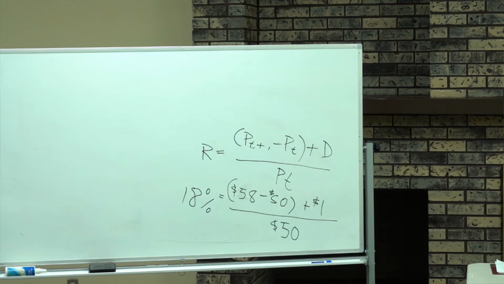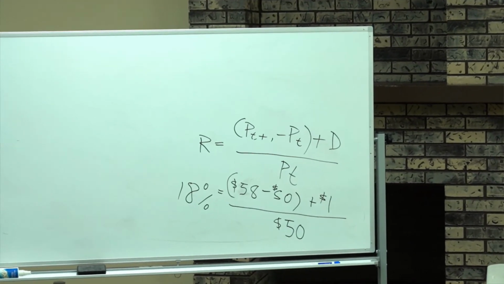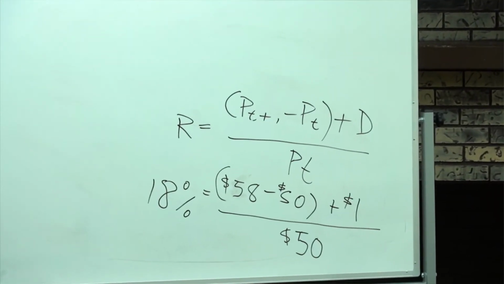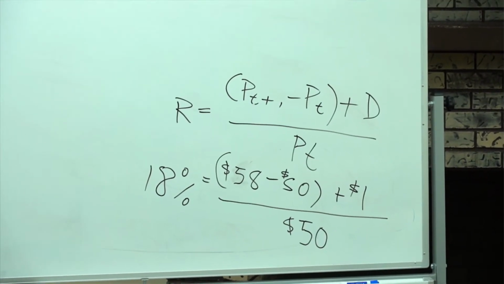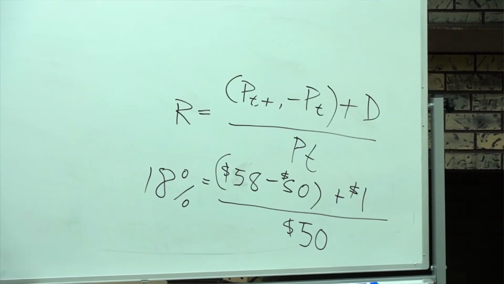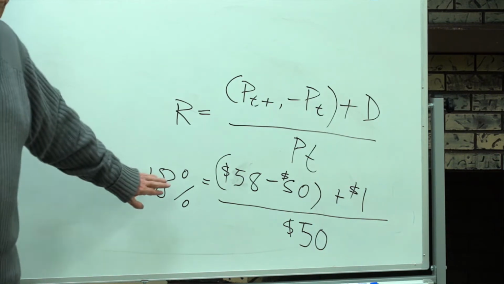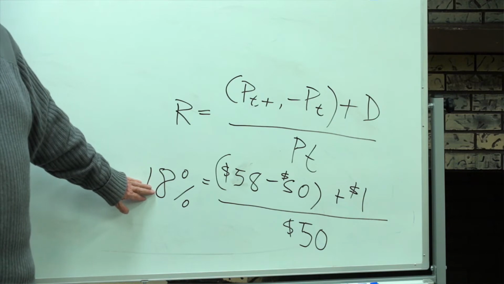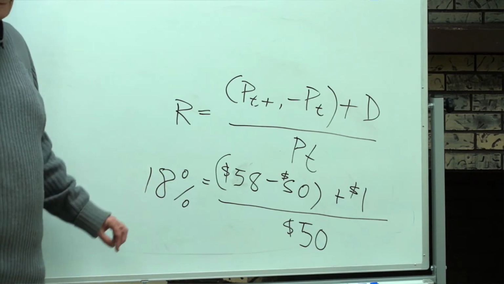So if you look at those numbers, you bought a stock for $50. A year later, you sold it for $58. You were paid that year a dividend of $1. So you made $9 out of the $50 that you bought the stock with. 9 divided by 50 is 18%. We okay on that?